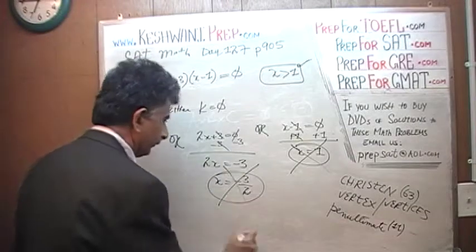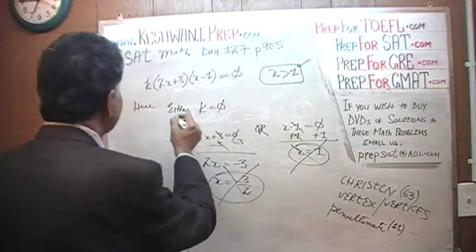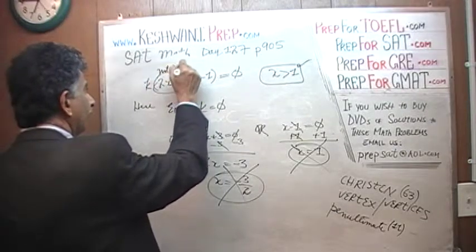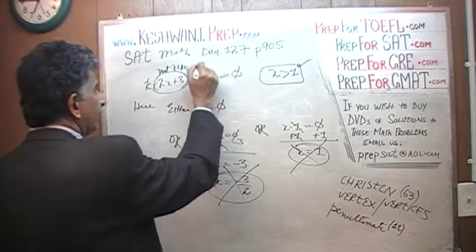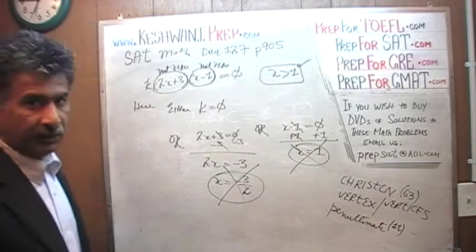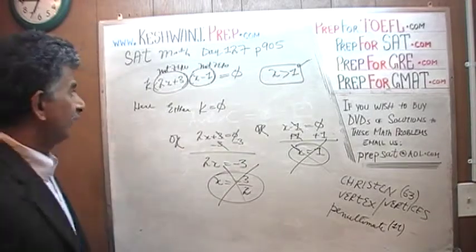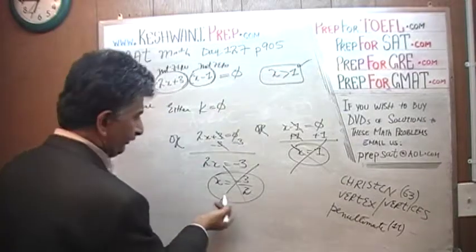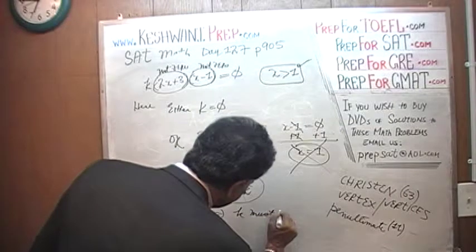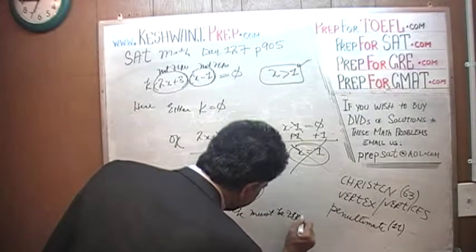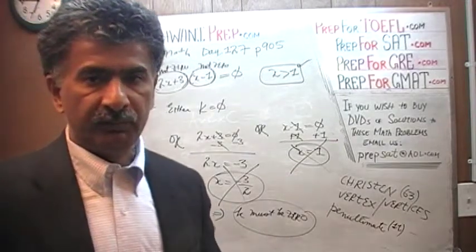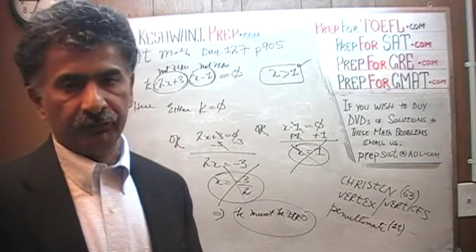This is not possible. Well, if this quantity is not 0, and if this quantity is not 0, then the only way the product of the three quantities is going to equal 0 is if, because this is not possible and this is not possible, this implies that k must be 0. K would have to be 0. That's the only way the product of three quantities is going to be equal to 0, because the other two quantities are not 0. That's all.